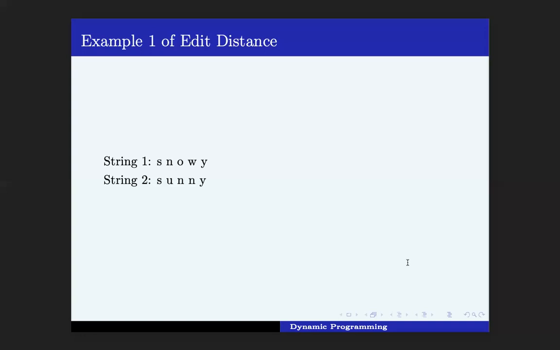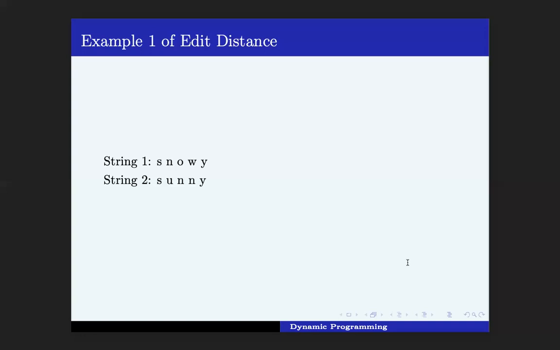Now, of course, you can see that maybe I can do something even better, right? That is obvious to see because S and Y do not need to be changed. They are already there. So all I need to do is change N, then change O, and then change W. Wonderful. So with 3 change operations, I can do this.